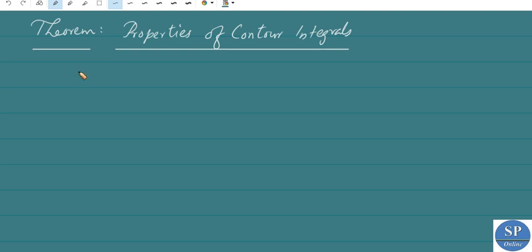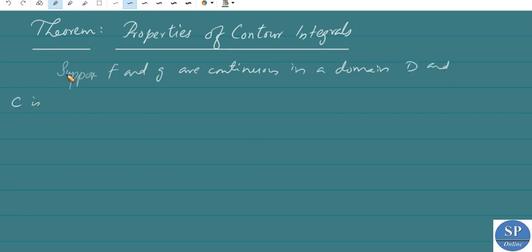So the statement is given by: suppose f and g are continuous in a domain D, and C is a smooth curve lying entirely in D. Then we have the properties.